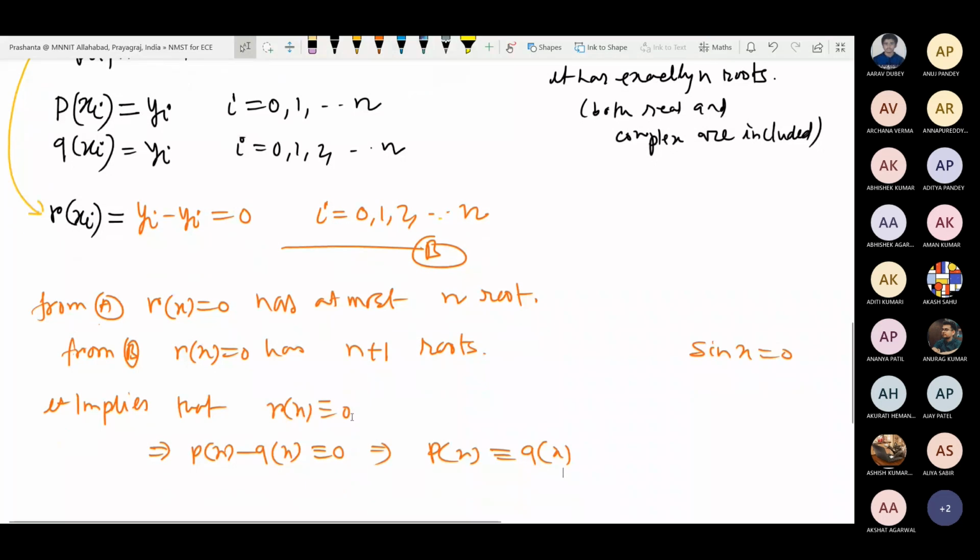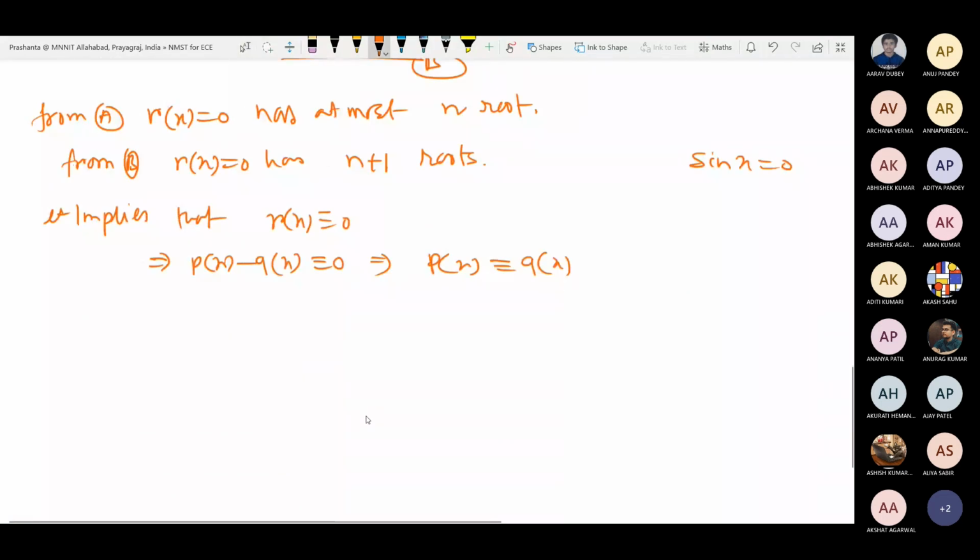Now there is another way to prove. It is not like you have to prove it this way only. So I can tell you another alternative approach to prove that there is a unique polynomial if you interpolate n plus 1 data points by an at most n degree polynomial. So let the polynomial be, alternative proof.